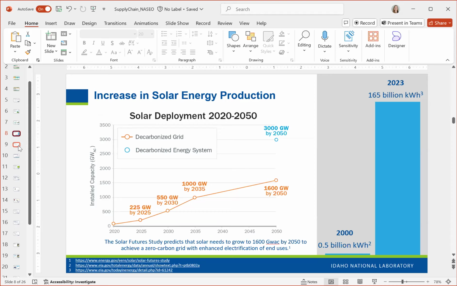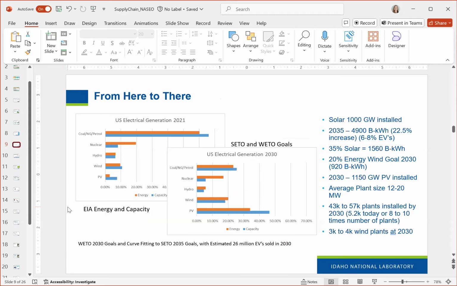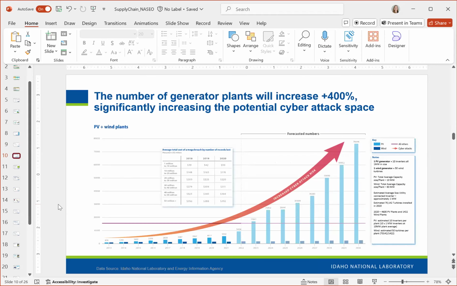And none of this is a surprise, but if you can look at just the change in resource mix here, even to 2030 based on some of these data and these goals from both the Wind Energy Technologies Office and the Solar Energy Technologies Office, there's a lot of progress to be made both in capacity, but when we start looking at how that capacity translates to number of devices, it almost starts to look even more aggressive. So this is some calculations we did to estimate how many more devices might be connected, whether that's wind turbines or solar plants based on some average sizes.